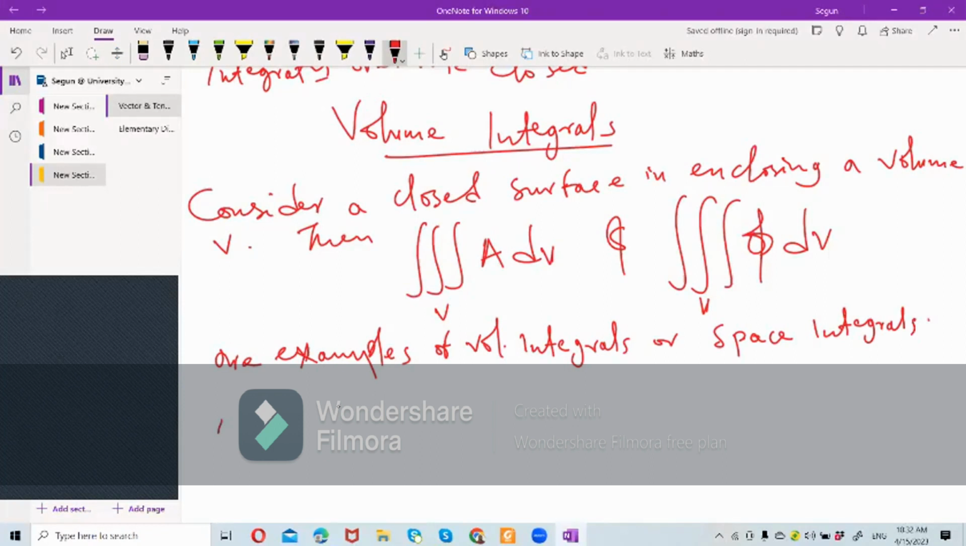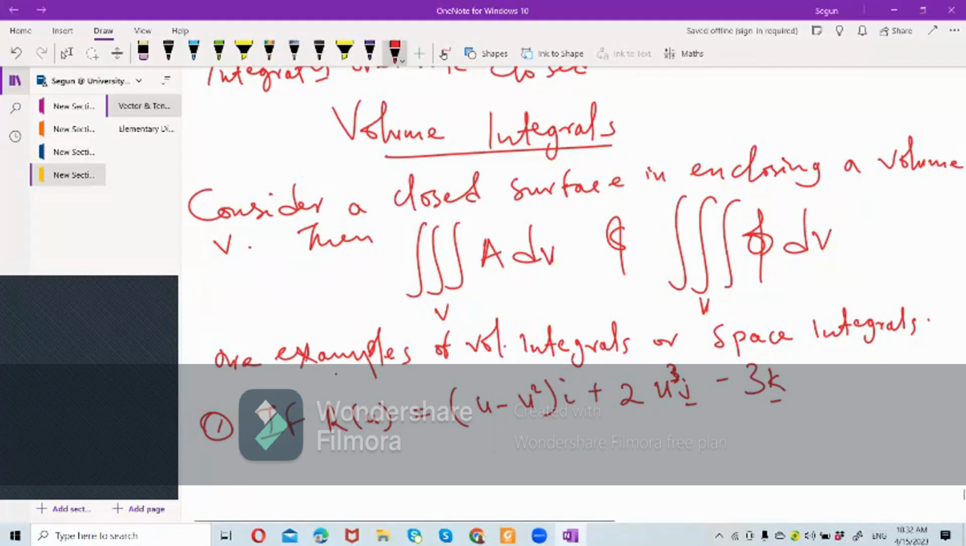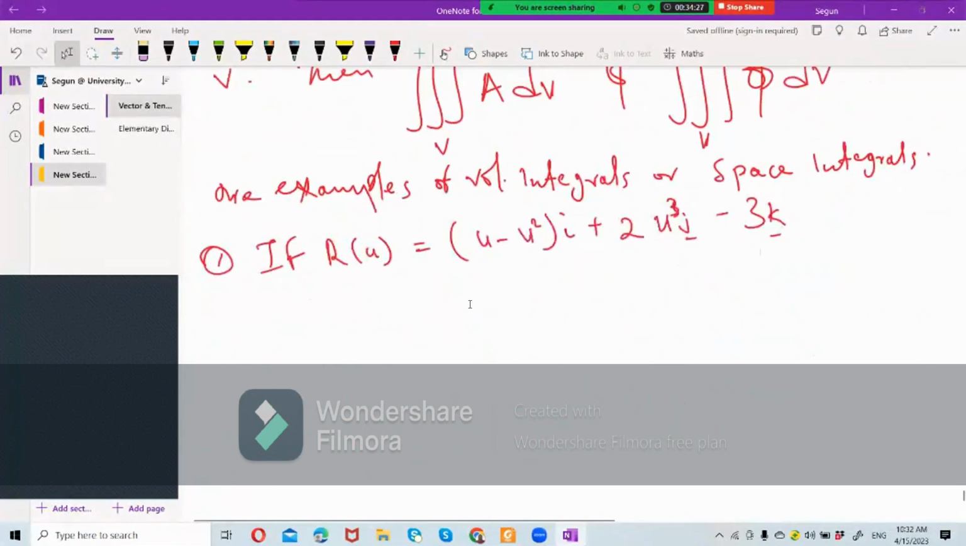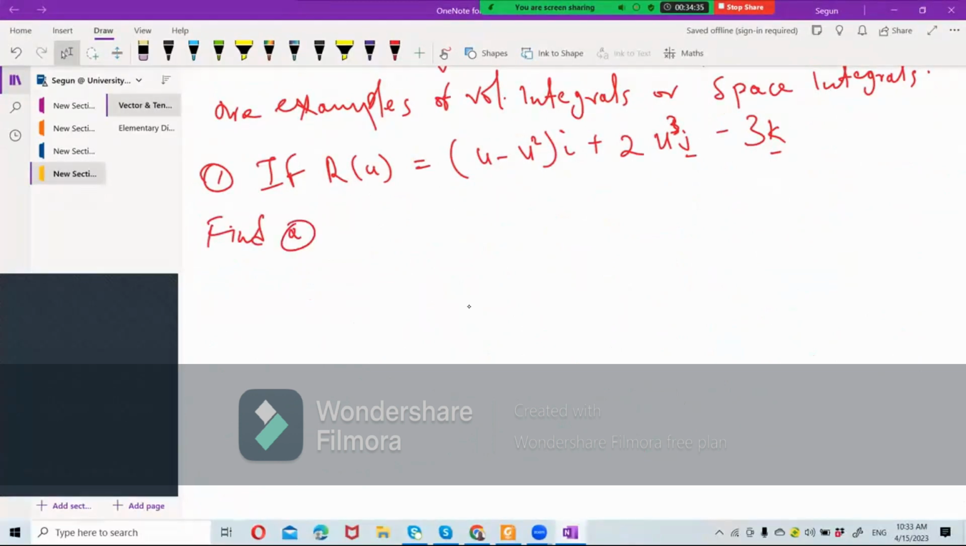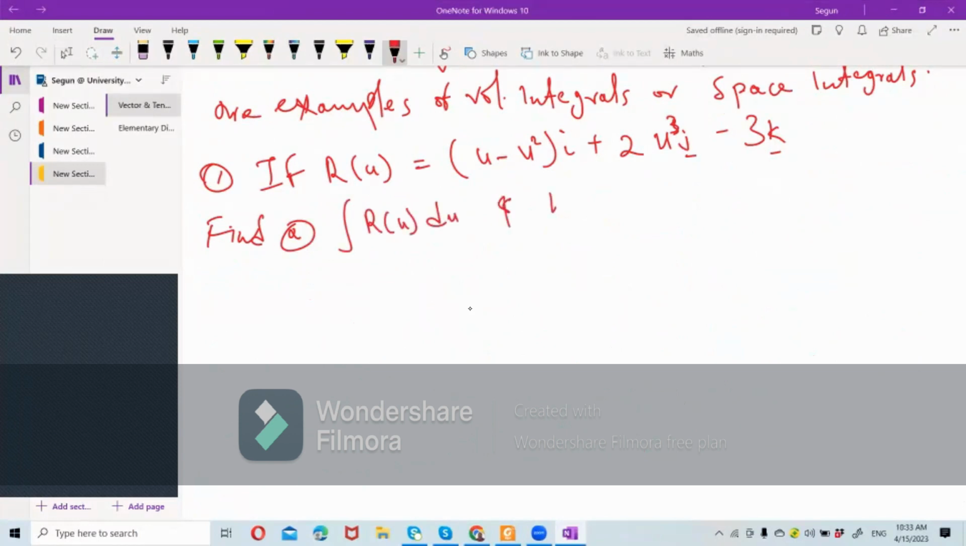Now let's look at example number one. If R of u is equal to (u minus u squared) i plus 2u cubed j minus 3k, the question is to find A, the integral of R of u du, and B, the integral of 1 over 2 R of u du.